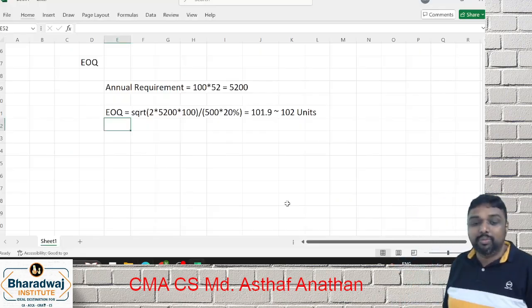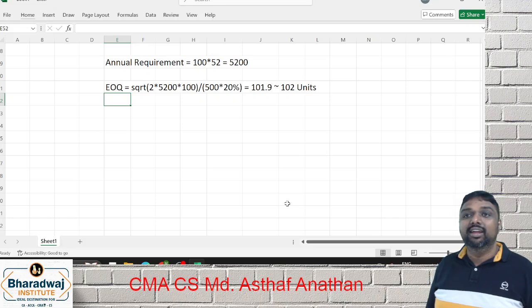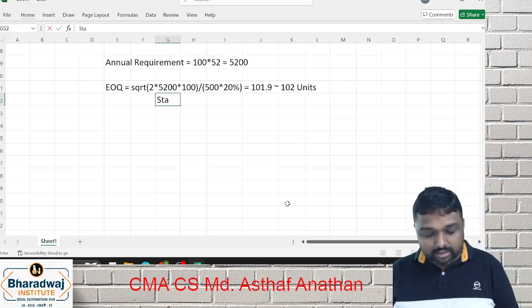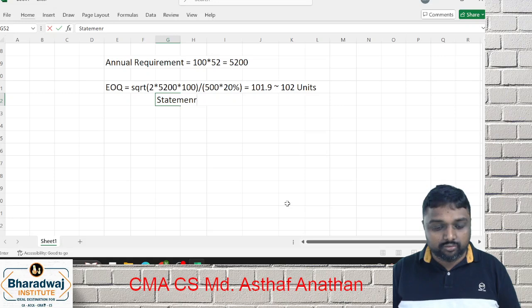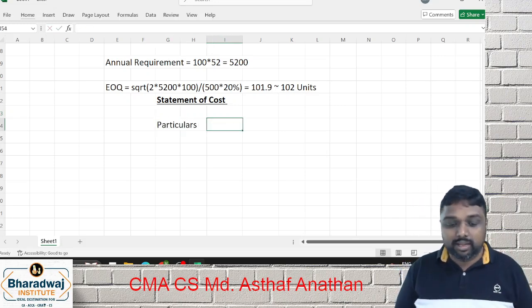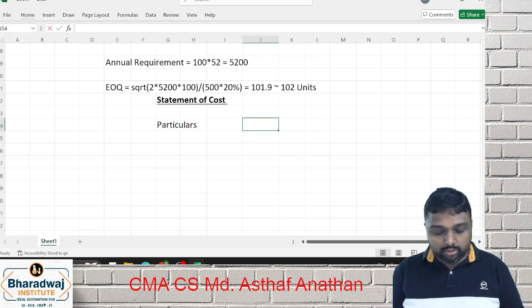So what do you have to prepare? Just as we learned, we have to prepare a statement of analysis. Correct? Statement of cost or statement of analysis. So how will you prepare this? For your benefit, I will do it. I thought of doing selected questions in one, but this is a multiple-time game. I will do one more. So we have EOQ and the discount offer.